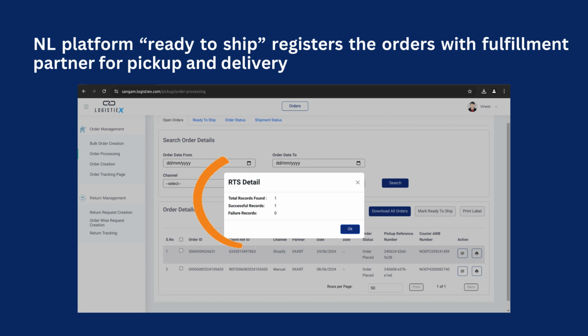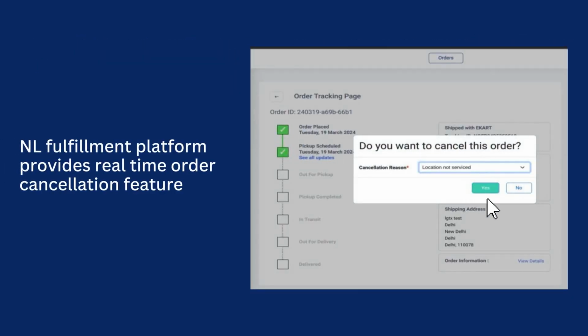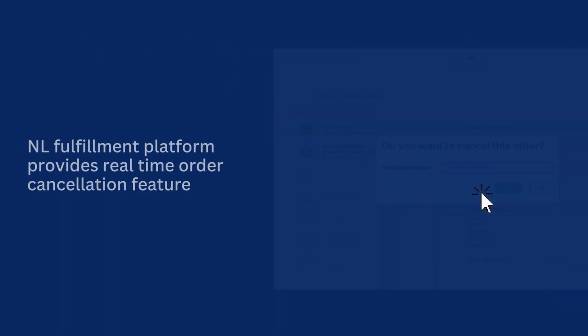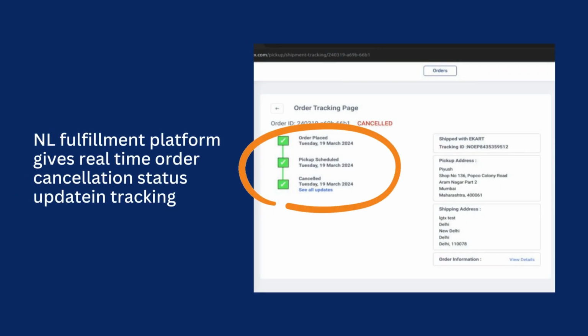NL Platform Ready to Ship registers the orders with the fulfillment partner for pickup and delivery. NL Fulfillment Platform provides a real-time order cancellation feature and tracking.